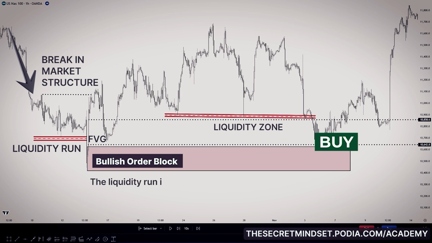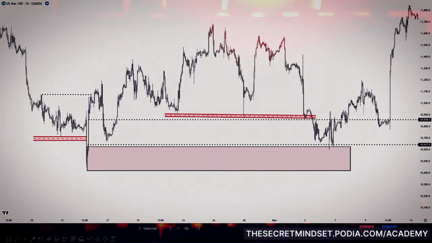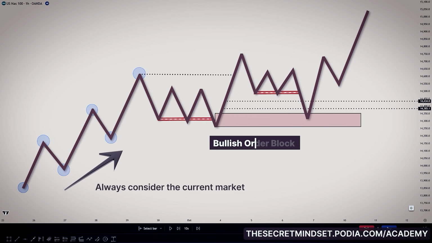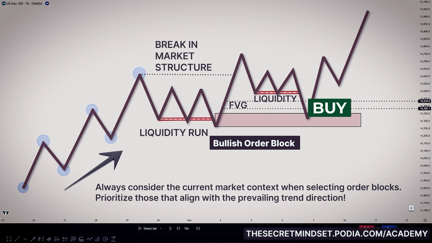Again, the liquidity run is smart money pushing price to extremes. The break in structure is them showing their hand, and the gap shows the power of their move. Always consider the current market context when selecting your order blocks. Prioritize those that align with the prevailing trend direction and fall within the most recent price swing.